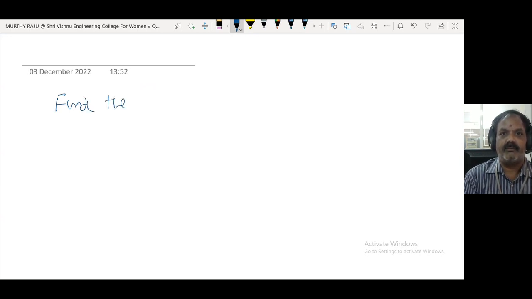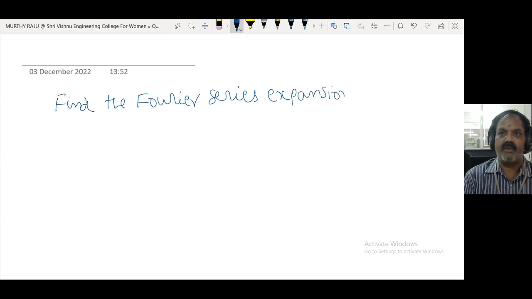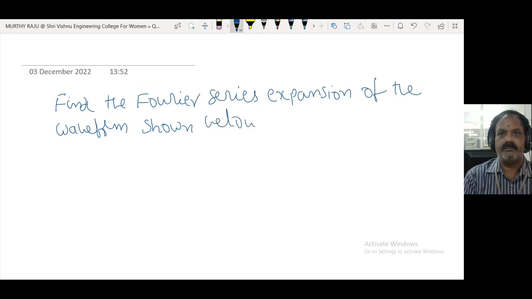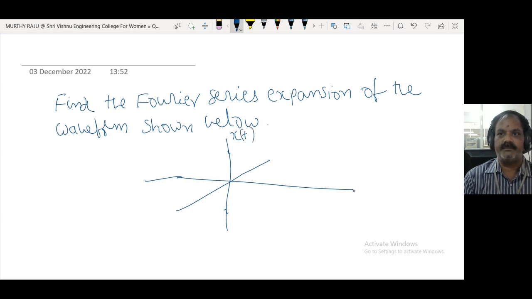Find the Fourier series expansion of the waveform shown below. This is the waveform, x of t.